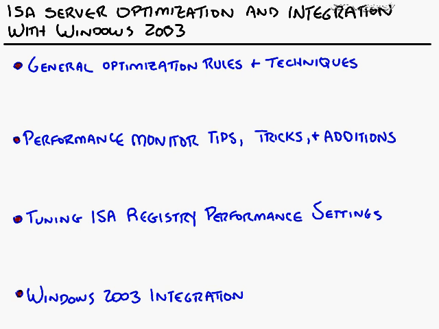Before we go any further, let's do a quick progress check as to where we've been. We've talked about the general optimization rules and techniques and some of the context that you have to put things in when you're looking at the ISA server optimization. And we just finished up with a performance monitor, looking at some of the tips and tricks to make it alert you when something happens and all the ISA server add-ons that have plugged into it to allow it to monitor some of the ISA server direct characteristics. Now let's take a trip into the registry performance settings and the nitty-gritty behind the tweaking of ISA server.